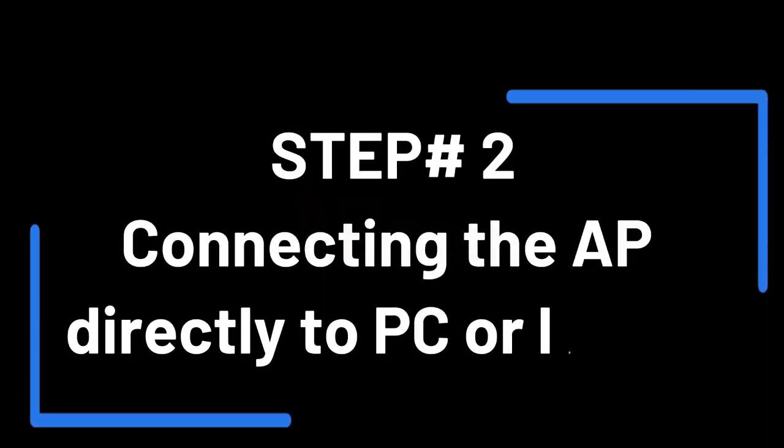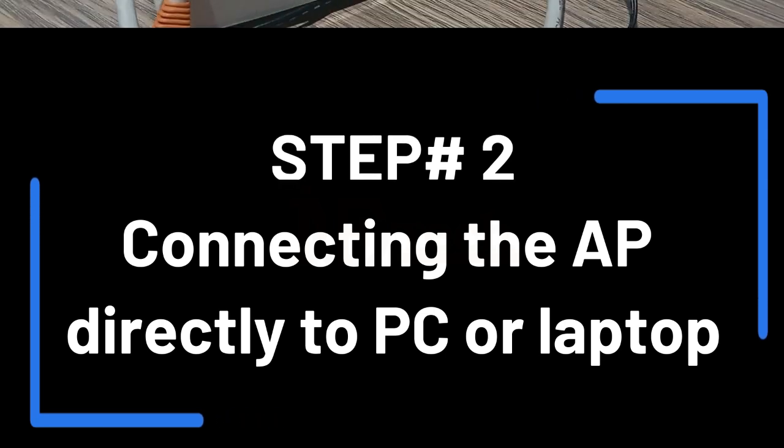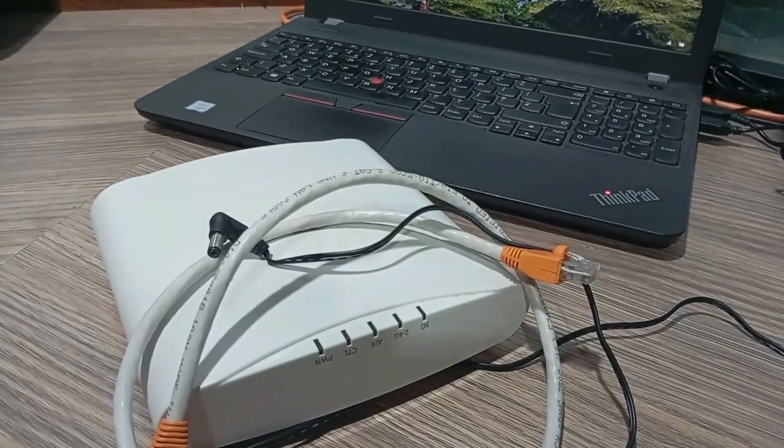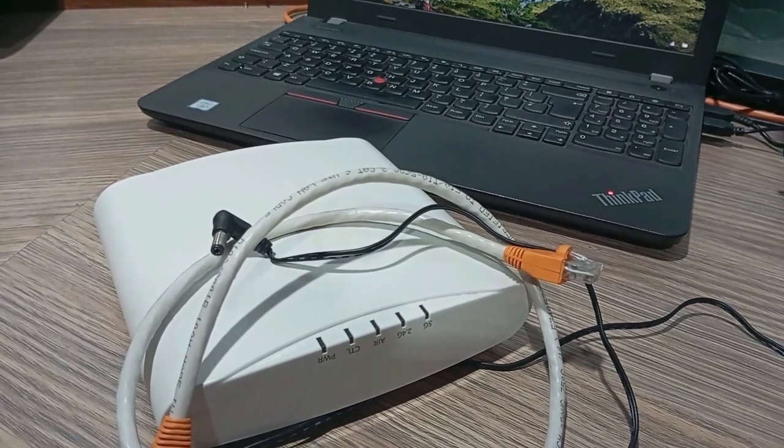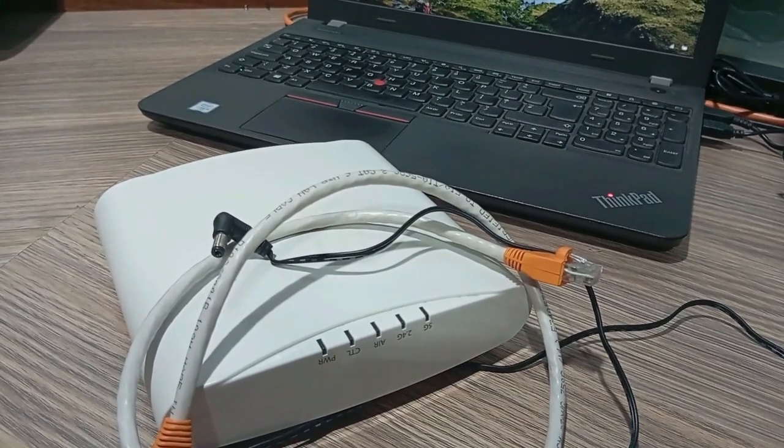Step number 2. Connecting the access point directly to PC or laptop. To downgrade the firmware of a RUCKUS access point from unleashed to standalone, it is very important that we connect our access point directly to our PC or laptop via Ethernet cable.